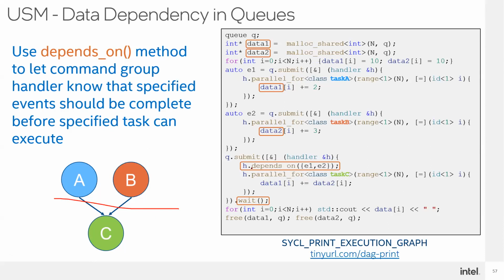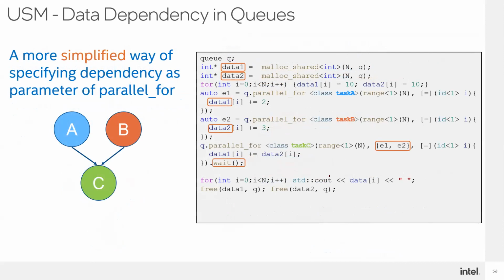This is one way to do this, and there is an alternative way: you can specify both of these events as an argument to a parallel for. So here you can see that we are just passing both of them as a second argument to a parallel for. It's the same functionality, just a simplified way.